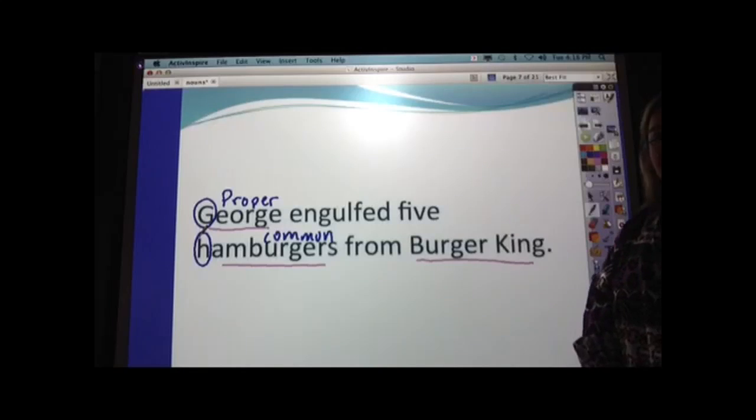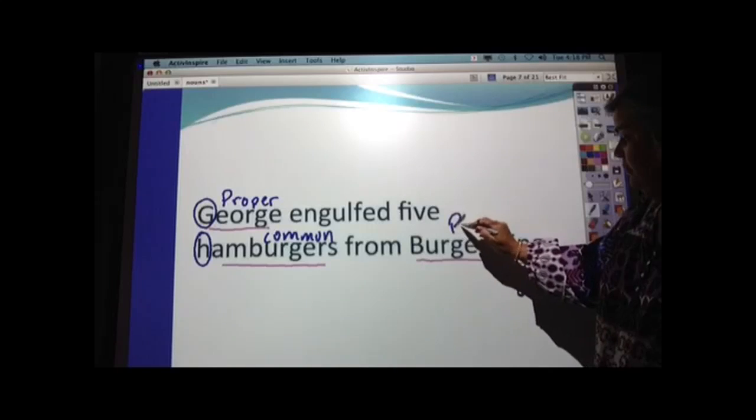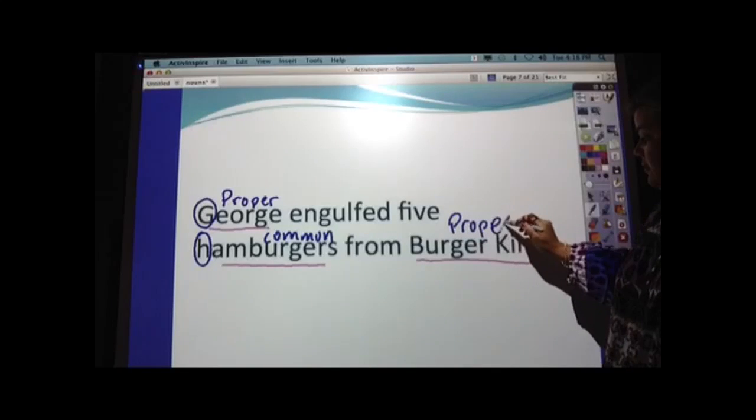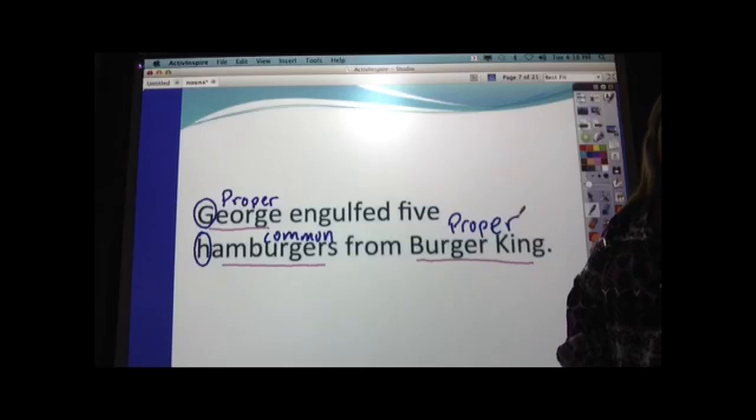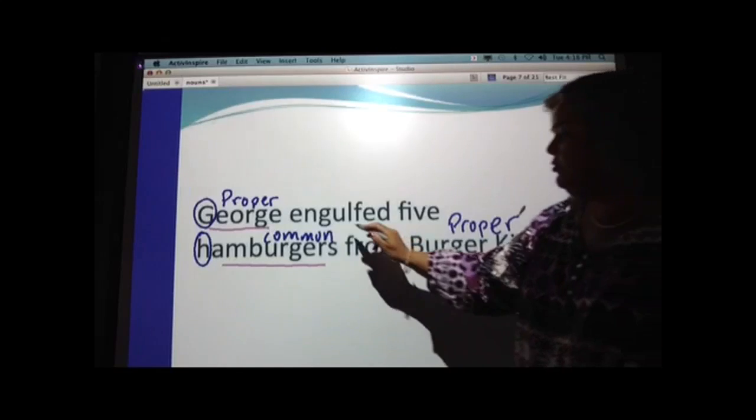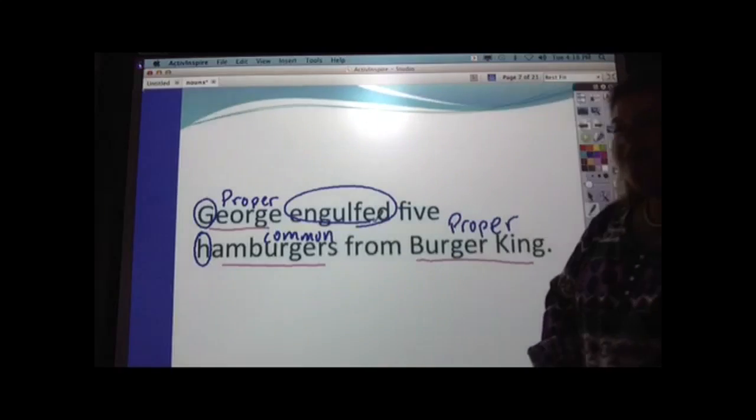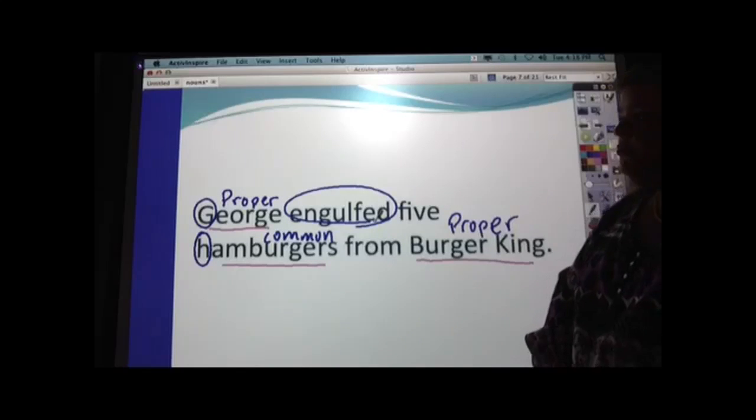Okay, so we've got Burger King over here. Is that a common noun or is that a proper noun? Well, that's a proper noun because it's a specific place. And I hope you enjoyed this great verb here, engulfed, rather than just simply saying ate, which would be boring.